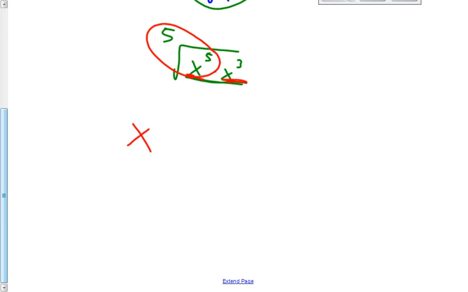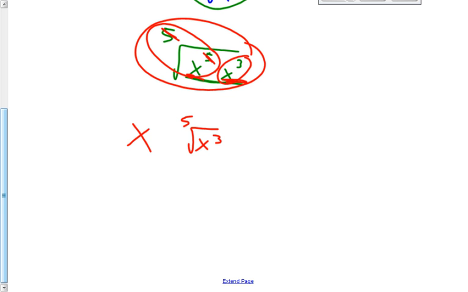Or like we've said before, another way you can consider this is the 5's cancel out. 5 divided by 5 is just 1, so it's x raised to the 1st power. And what is still left? X cubed underneath the radical, and it's the radical of the 5th power. So this reduces to x multiplied by the 5th root of x cubed. And there's our answer for problem number 15.